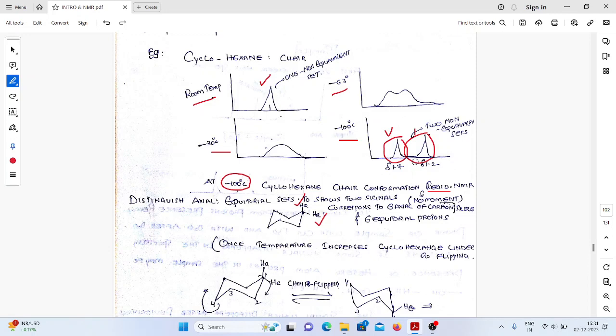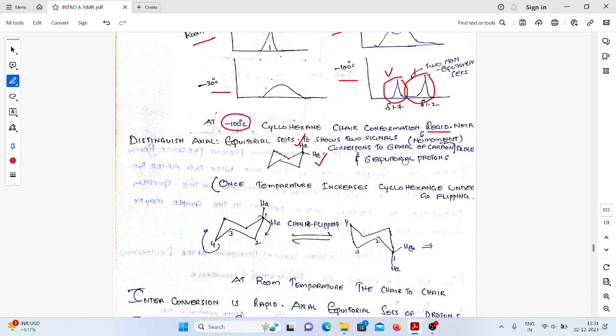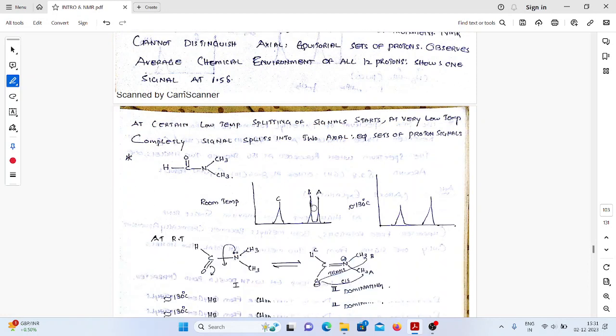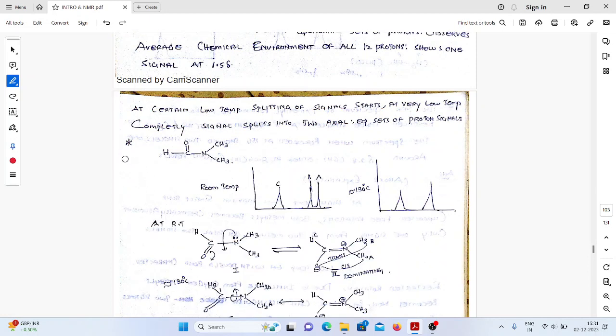That's why at lower temperature, in the case of cyclohexane, we identify two signals. This is the effect of temperature. This is for your understanding; here we have written everything. Take the next molecule. It's very important.